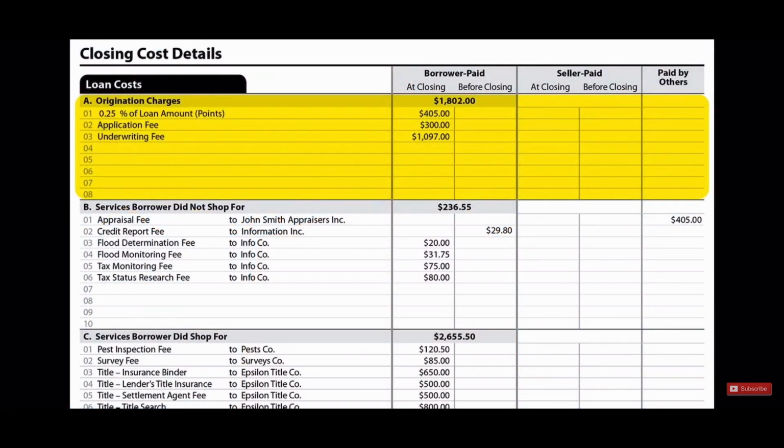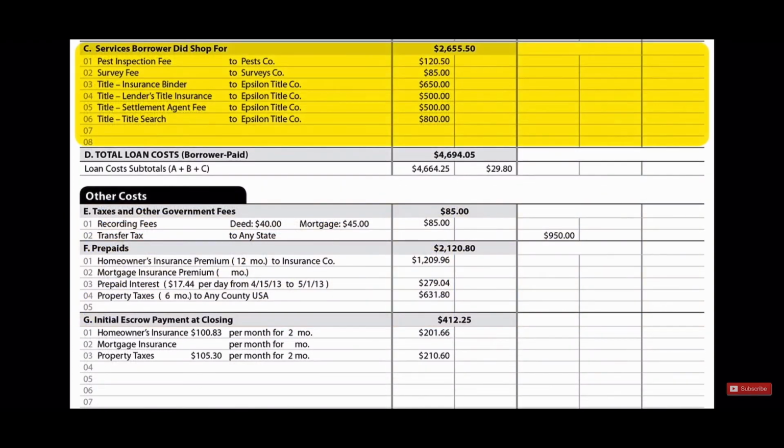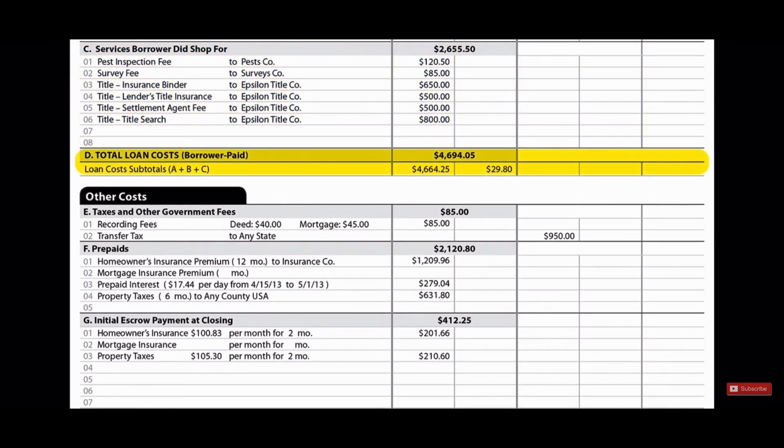Moving from the top of the form down and looking down the page at each of the alphabetical sections, we see they are grouped as follows. Section A is for origination charges. Section B is for services required in conjunction with the loan, and the borrower either did not or was not allowed to shop for the service provider. Section C is for services required in conjunction with the loan, and the borrower did shop for the service provider. Section D is a sum of the totals in sections A through C.